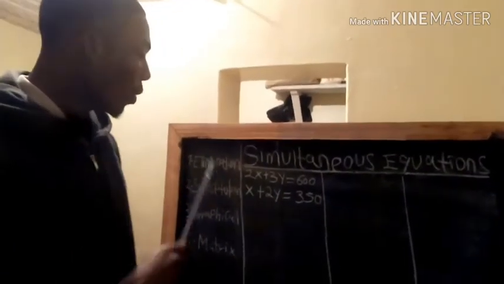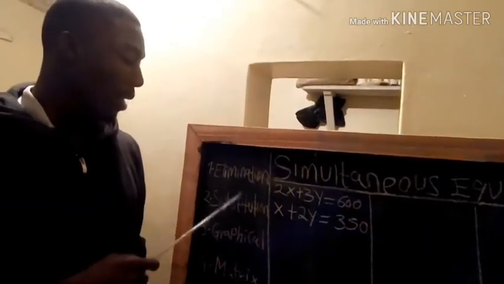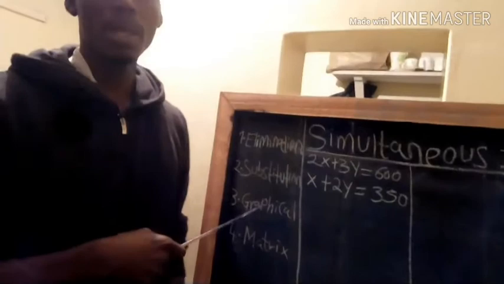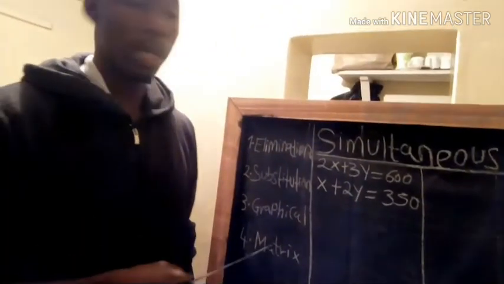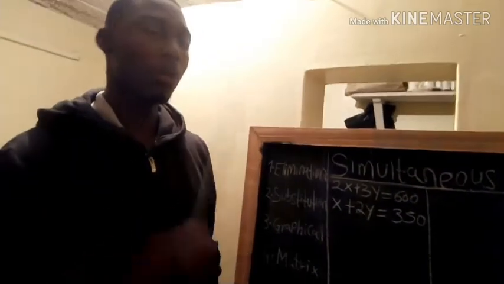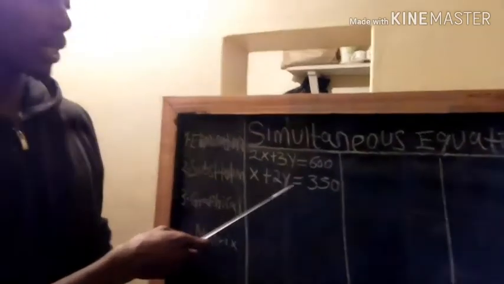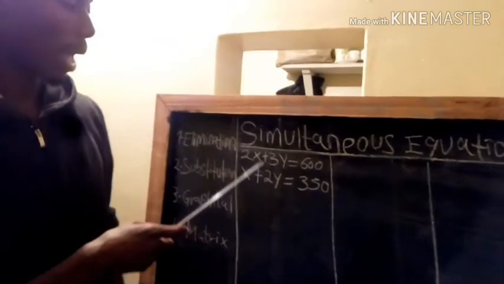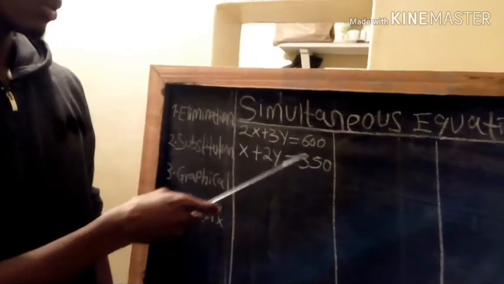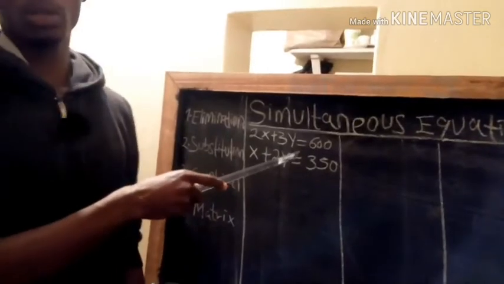So number one, we always have a method called elimination method. We always have another method called substitution method. We have another method called graphical method. And we have another method called matrix method. So we have four ways of solving simultaneous equations. So example of simultaneous equation is here. The two equations. These are simultaneous equations. And the two unknowns are x and y. So using the elimination method, I would like us to solve this simultaneous equation.